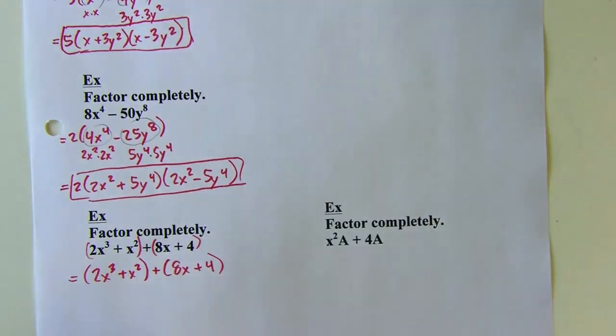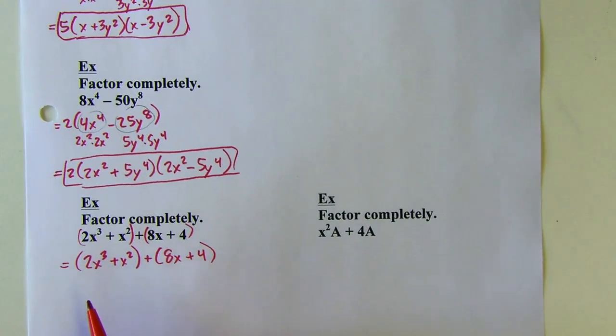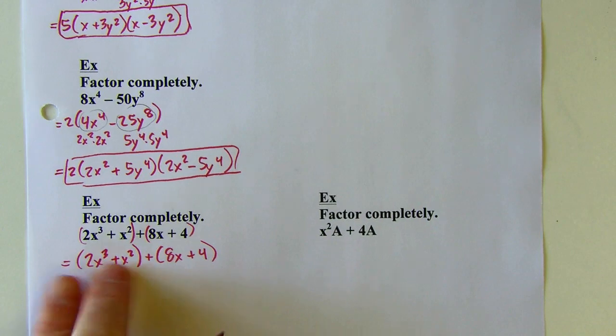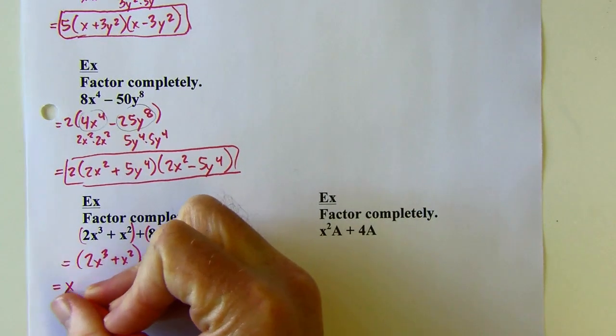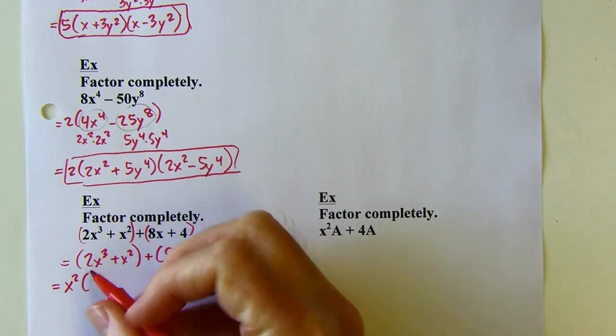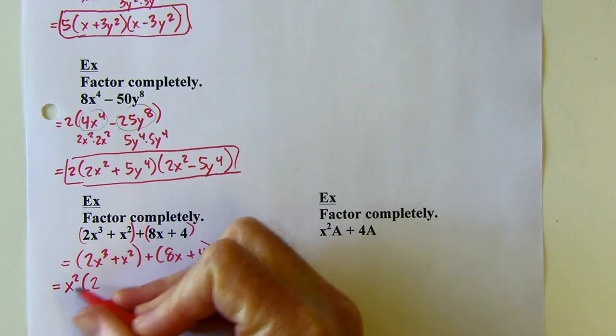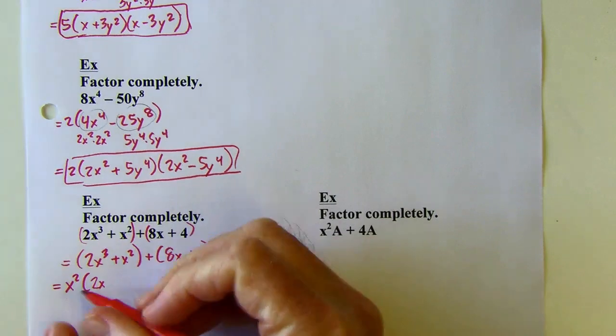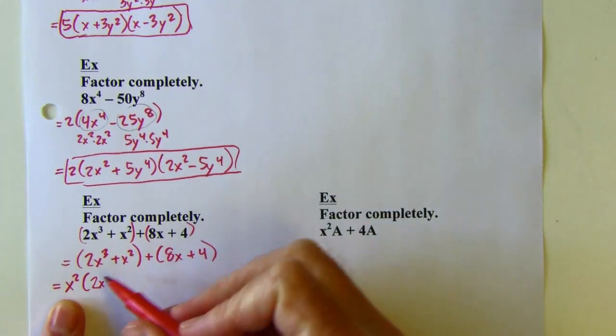Then I'm going to look at those pairs in isolation. Out of the first parentheses, do I have a common factor there? Yes, I do. I could factor out an x, but I could actually factor out x squared. I want to factor out as much as I can. Then I'm thinking x squared times something equals 2x to the third. That would be 2x.